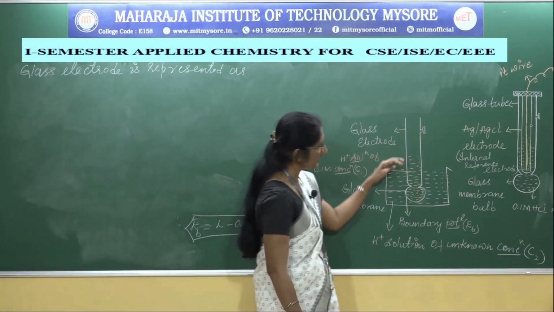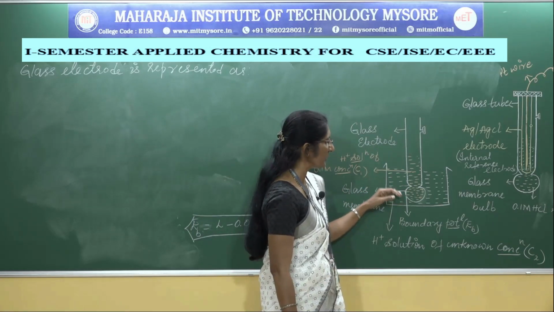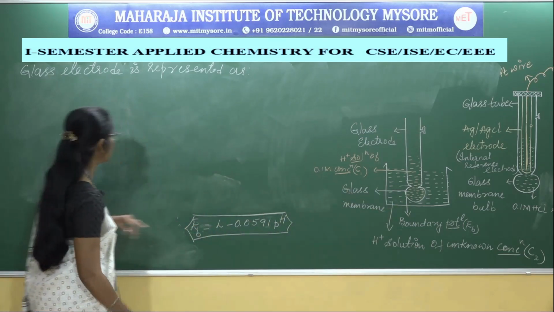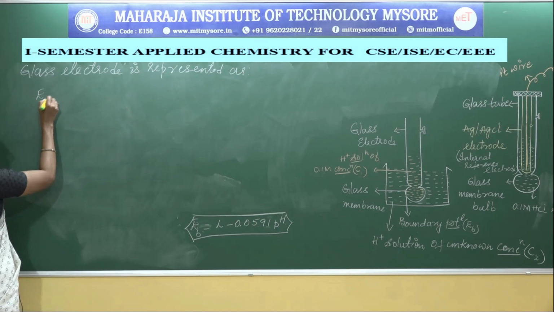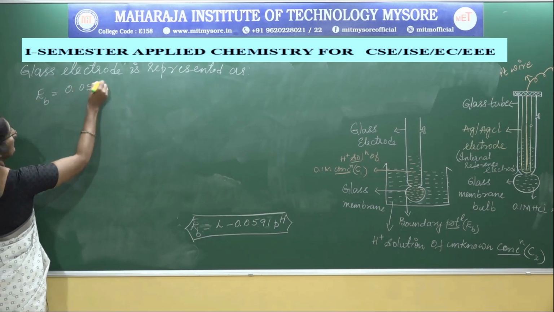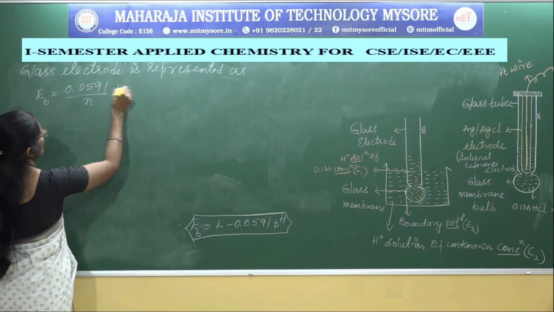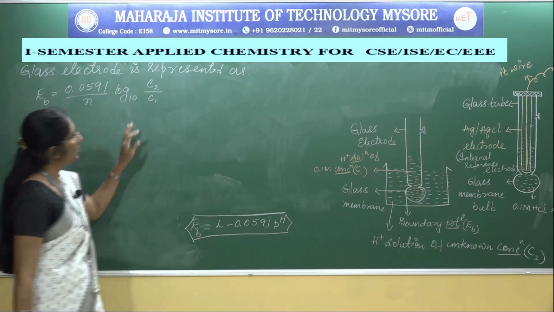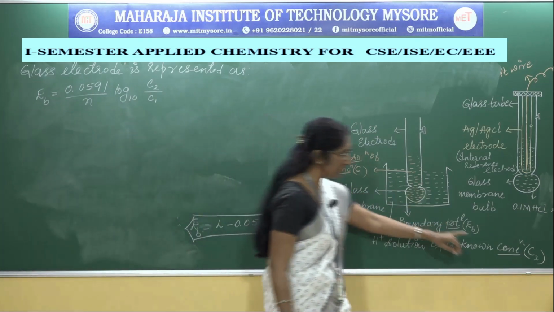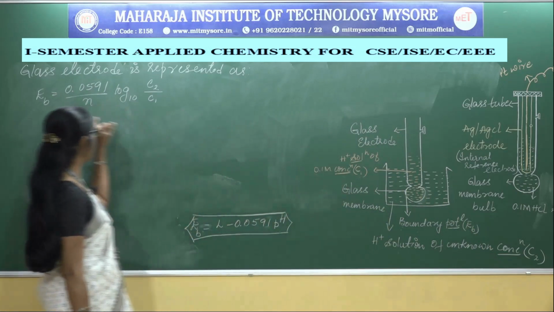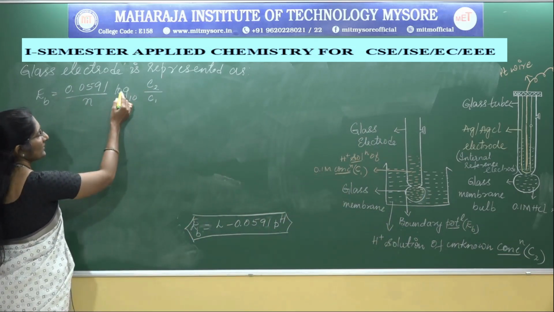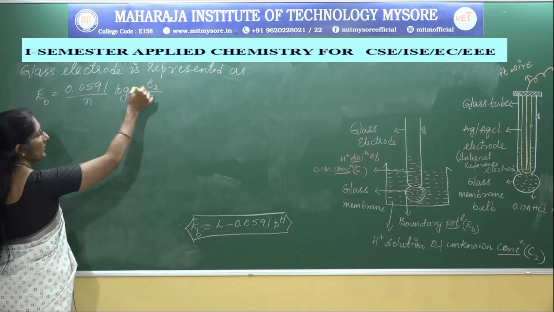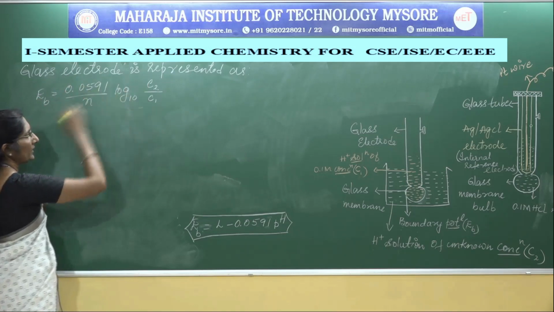When a glass electrode is dipped in a solution of unknown concentration, it develops boundary potential. What is the expression for boundary potential? EB is equal to 0.0591 divided by n log base 10 of C2 divided by C1. Observe that when the concentration of C1 is equal to C2, what is the answer for EB? C1 is equal to C2 means the ratio is 1, so log 1 value is 0. Therefore EB value is 0.